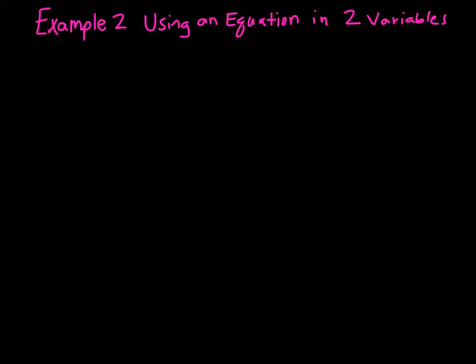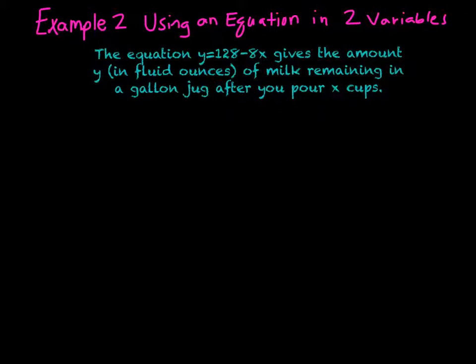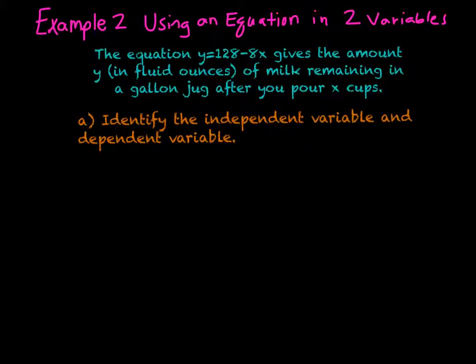Alright, example 2 is using an equation in two variables. The equation y equals 128 minus 8x gives the amount y in fluid ounces of milk remaining in a gallon jug after you pour x cups. The first thing that we need to do is identify the independent and dependent variables. Okay, so I just rewrote the equation that they gave us.